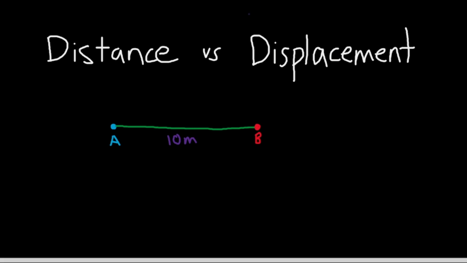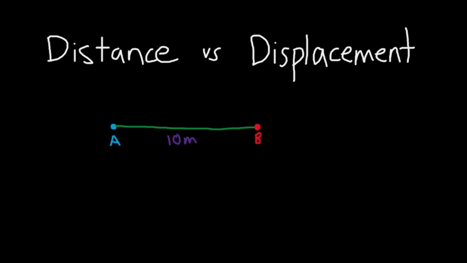Today we're going to be discussing position, velocity, and acceleration versus time graphs. Before we look at the position versus time graph, we need to understand the difference between distance and displacement. To understand this, we're going to give an example.